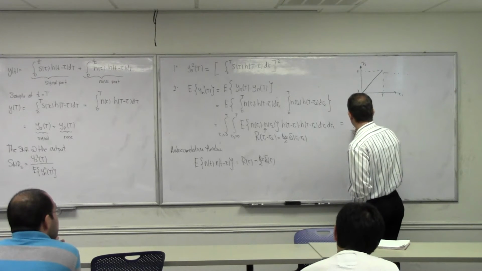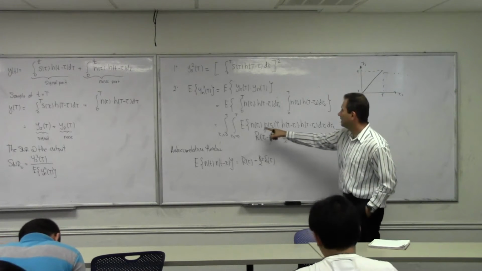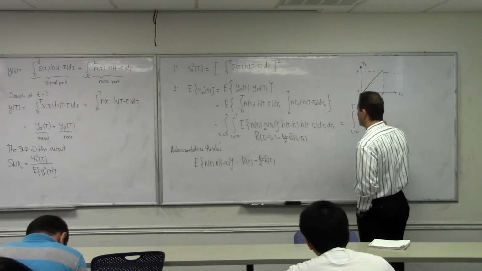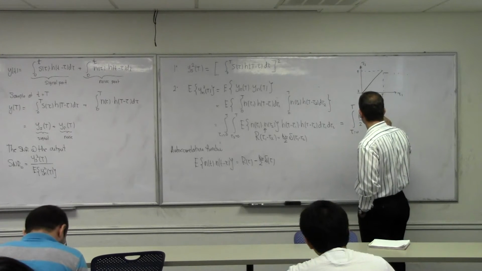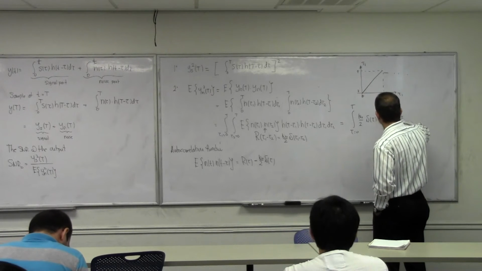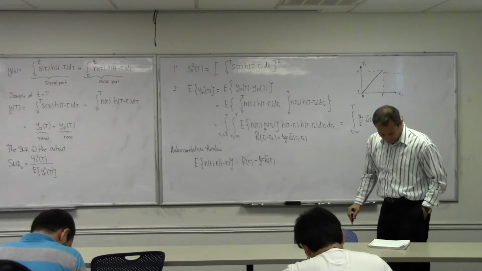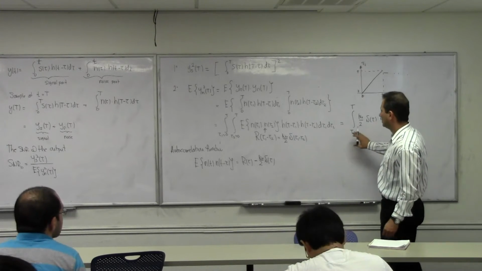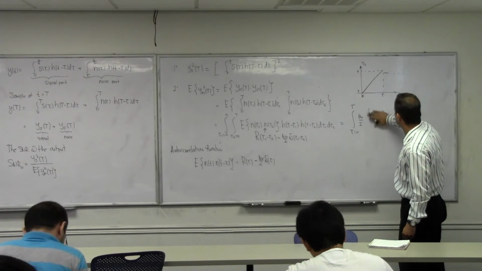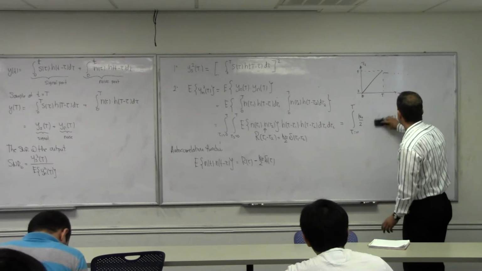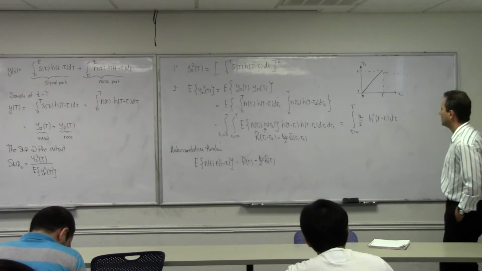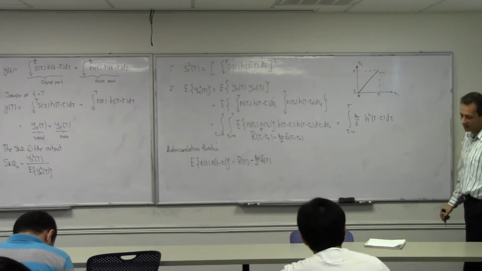So let me say it like this then. Tau goes from 0 to t, and this here is N0 over 2 delta of tau times h of t minus tau d tau. And then this, I can say squared. Actually, I don't need to. So this is N0 over 2 times the integral of h squared of t minus tau d tau. So that's the value of this integral.